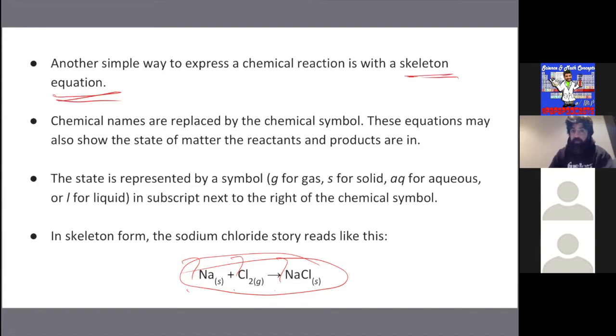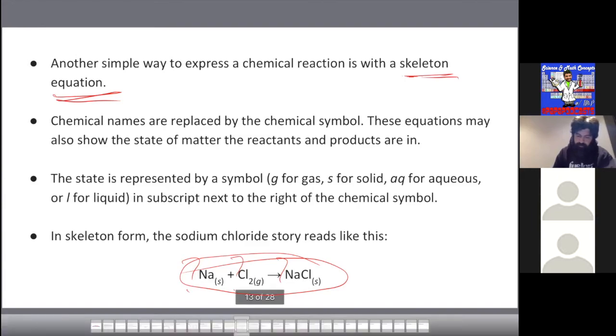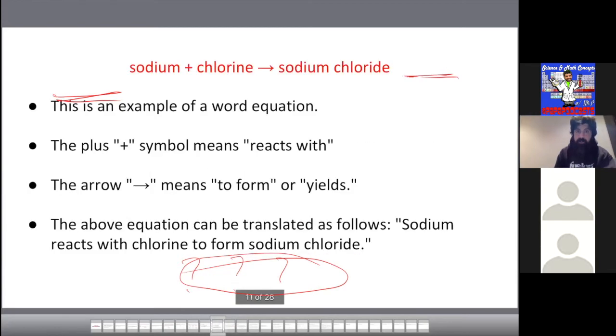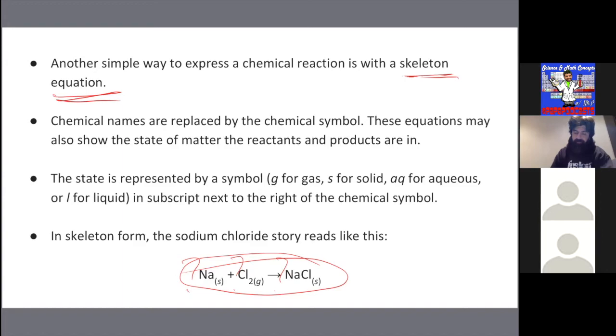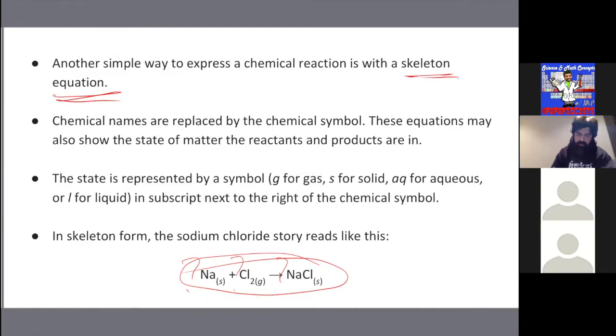Because there are only ones in front, this is what is referred to as a skeleton equation. Sometimes when I give you the words of a formula, as I did here, sodium plus chlorine produces sodium chloride, one of the first steps you're going to want to do is put together this skeleton equation. You'll put this together before you actually balance. Like I said, the little states, the S's, the G's, the L's, we're not going to care about them for now.